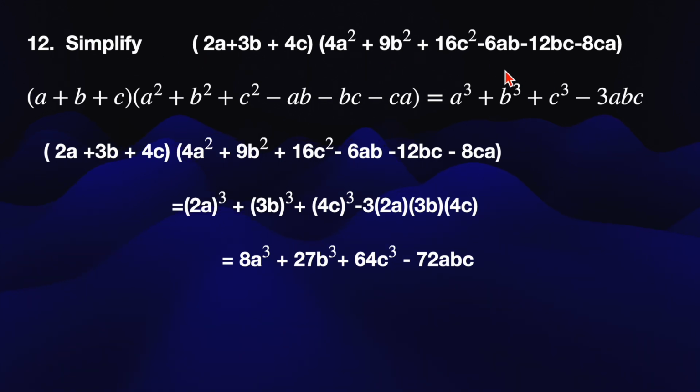Simplify this expression, write down the identity. Okay, so if you compare, what do you get? What is the value of a here? a is 2a, b is 3b and c is 4c. Okay, put it on the RHS. RHS is what? In place of a, write down 2a, in place of b, write down 3b, in place of c, write down 4c. Here also, this is RHS of this expression. Okay, now open the brackets, you get the answer.